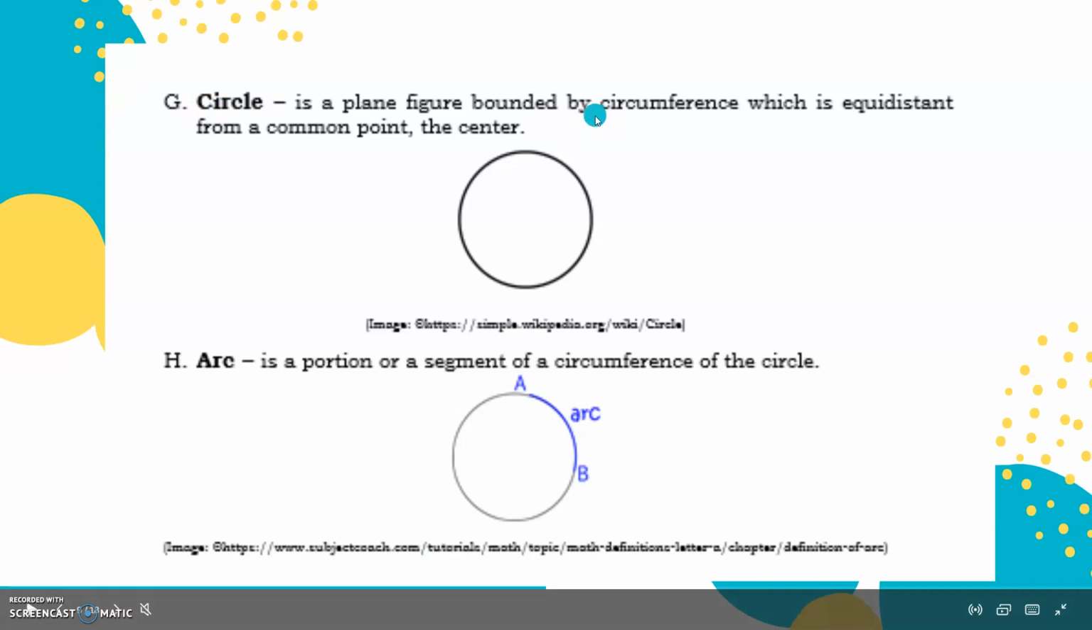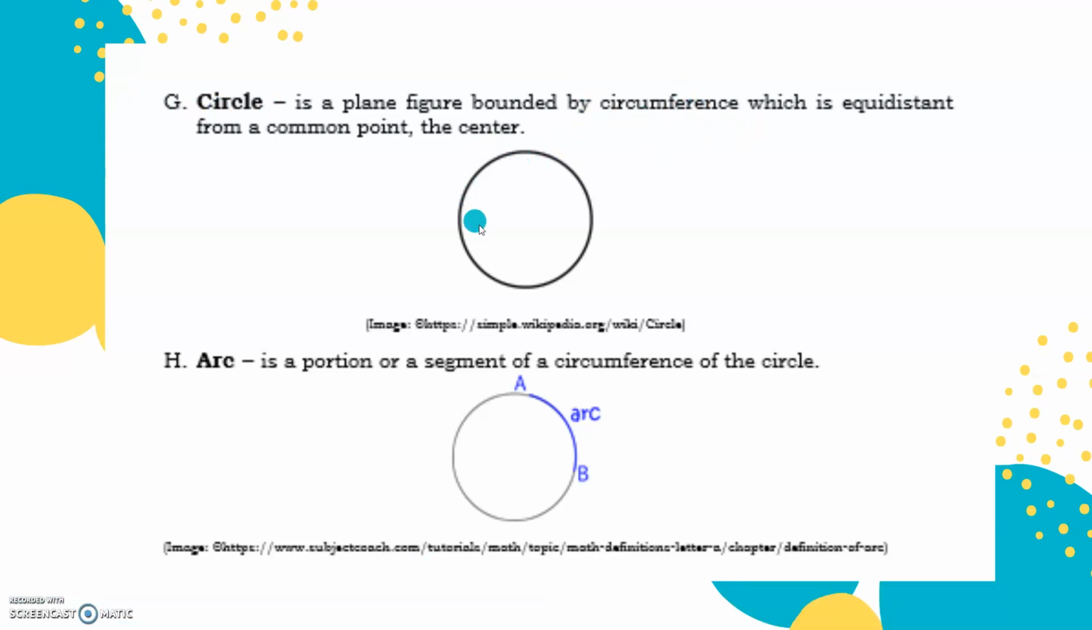So next is the circle, bounded with the circumference. So equidistance commonly. And if you're going to look for the point, it's on the center. Recall lang natin kung gagawa tayo, anong equipment na ginagamit natin dito, yung compass to produce exactly, kaya nga equidistance, equal ang distance niya.